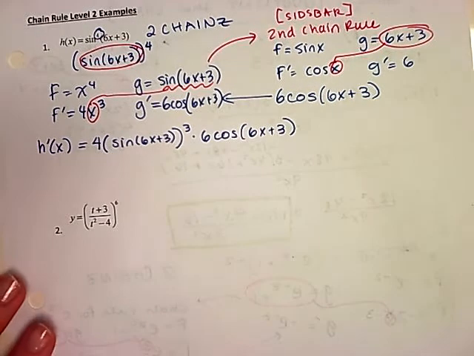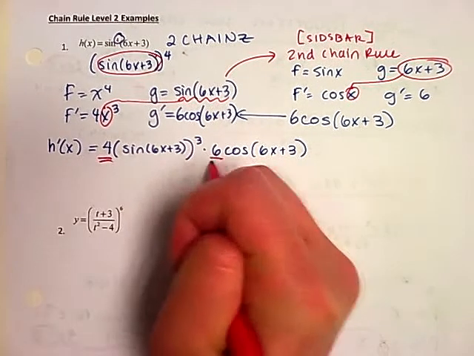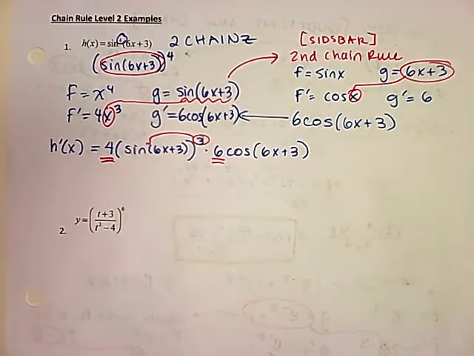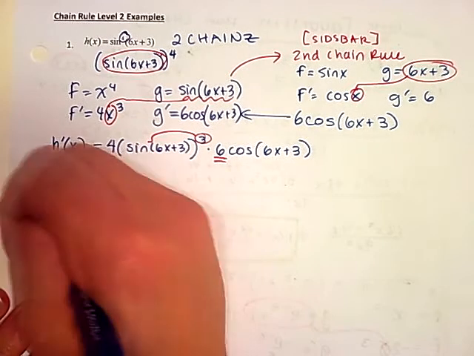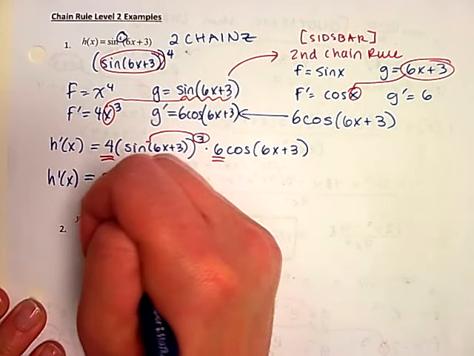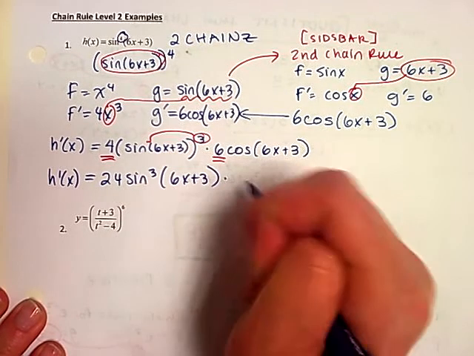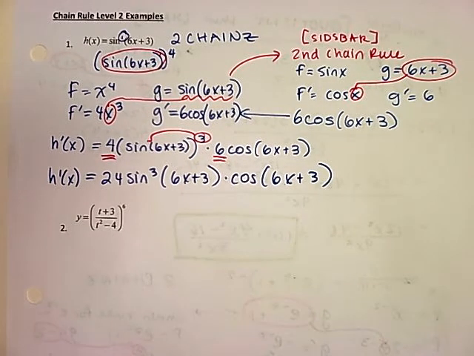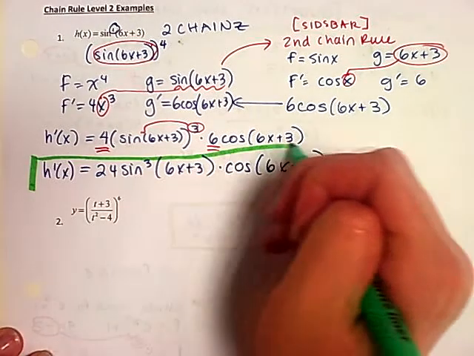And then to just kind of clean that up a bit, we can multiply the 4 and the 6, and we can rewrite the exponent of 3. Notationally, it goes right after the word sine. So this then becomes 24 sine cubed of 6x plus 3 times cosine of 6x plus 3. And that would be my final answer.